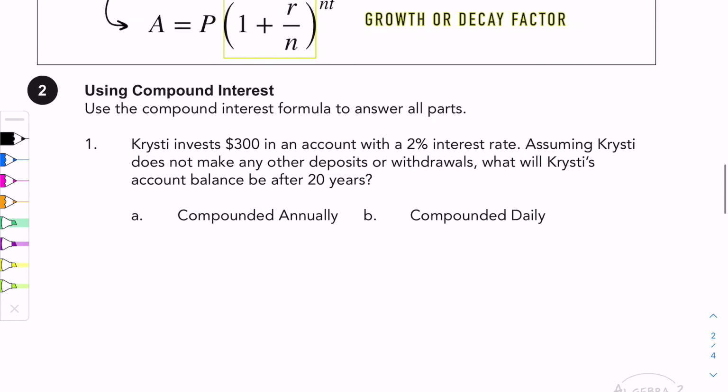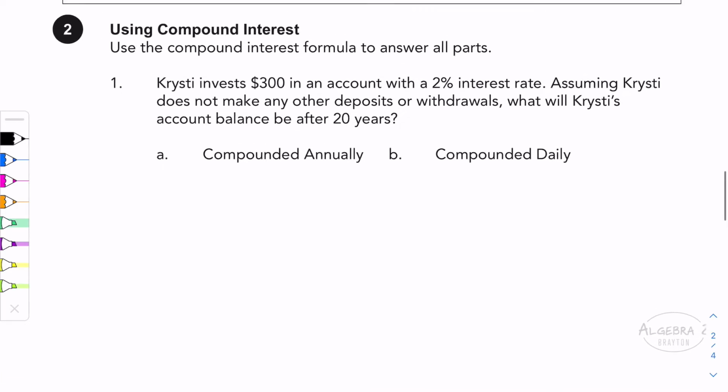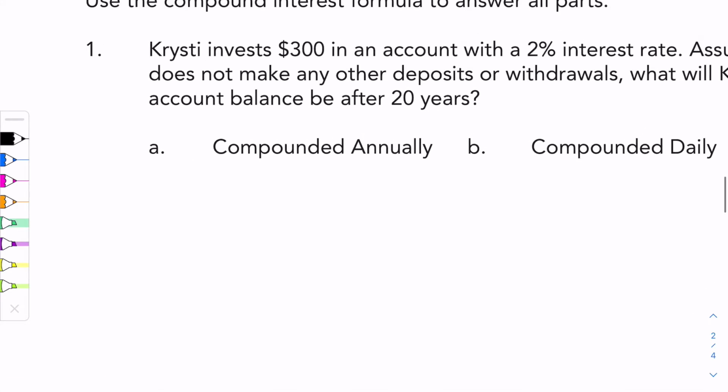Okay, looking at the first set of examples. This one says Christy invests $300 in an account with a 2% interest rate. Assuming Christy does not make any other deposits or withdrawals, what will Christy's account balance be after 20 years? We're looking at this two different ways: compounded annually, and compounded daily. So I'm going to start with the compounded annually.